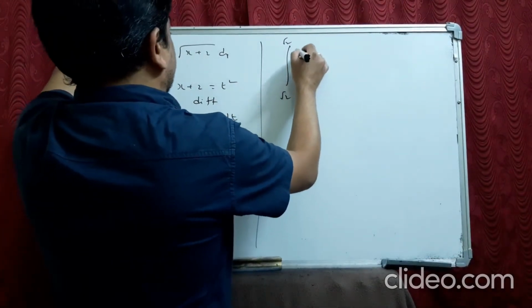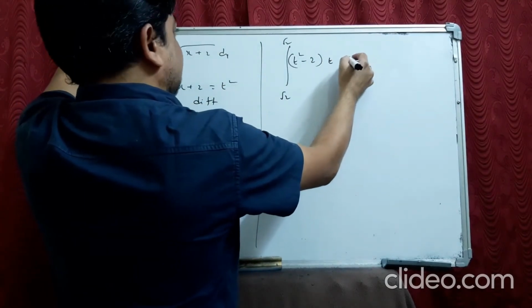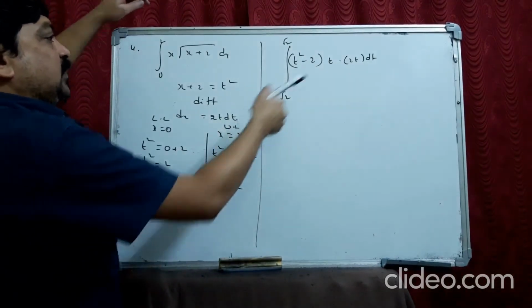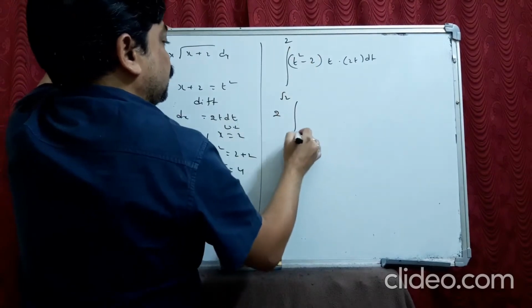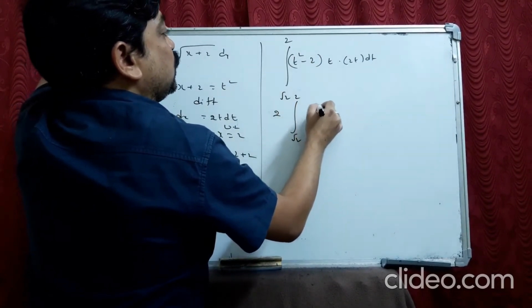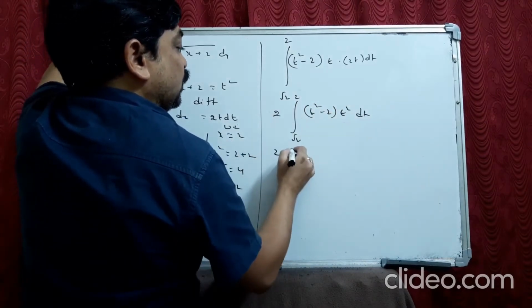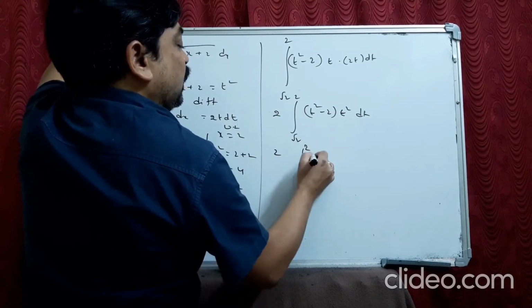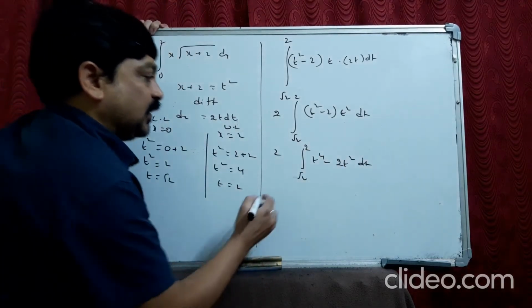X becomes t square minus 2. Root of this becomes t and dx is 2t dt. Let us write 2 outside. It becomes integral root 2 to 2, t square minus 2 into t square dt. So 2 into integration root 2 to 2, t power 4 minus 2 t square dt. So let us integrate separately.